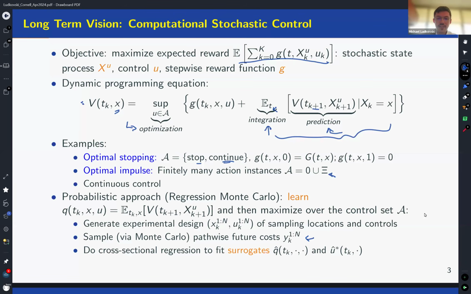Okay, and then once I have x's and y's, I do a regression type logic to get the functional mapping of x's into y's. I mean, mapping x's into not the realized y's, but the expected y's, which is exactly the meaning of the Q function.